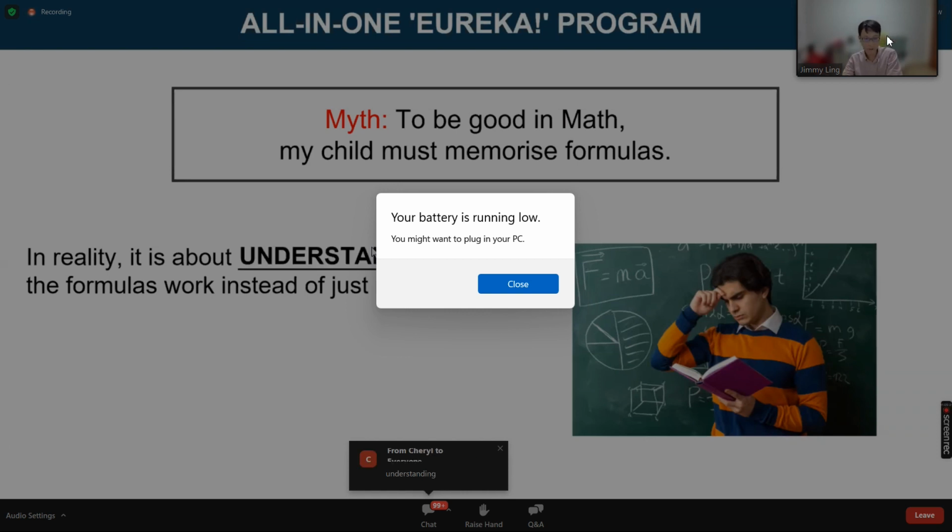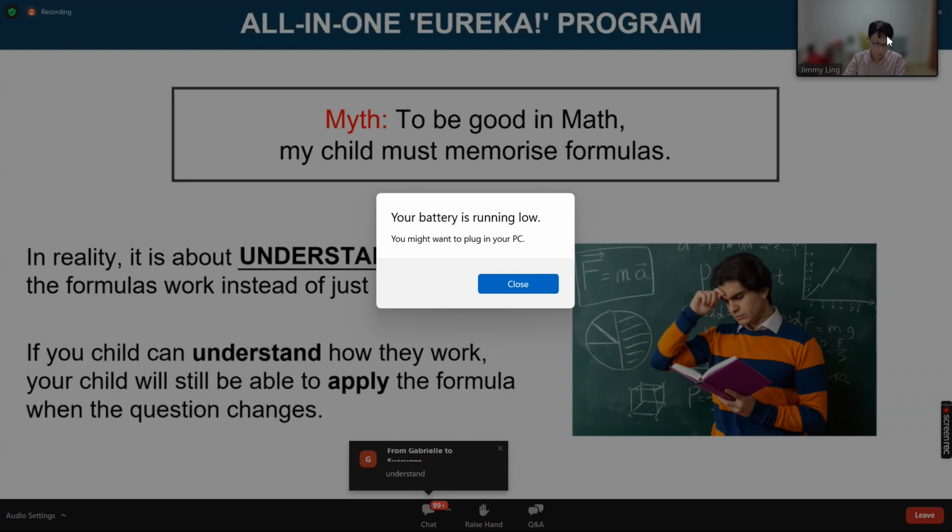It's more important to understand how the formula works, how the formulas are being derived, instead of just memorizing and applying the formulas blindly. Why is that so? Because if your child can understand how it works, your child will be able to apply the formula when the question changes. We have seen many students who just memorize the formula, and when the question changes a little bit, that's where they get confused because they are not too sure whether they can still apply the same formula to solve the question.